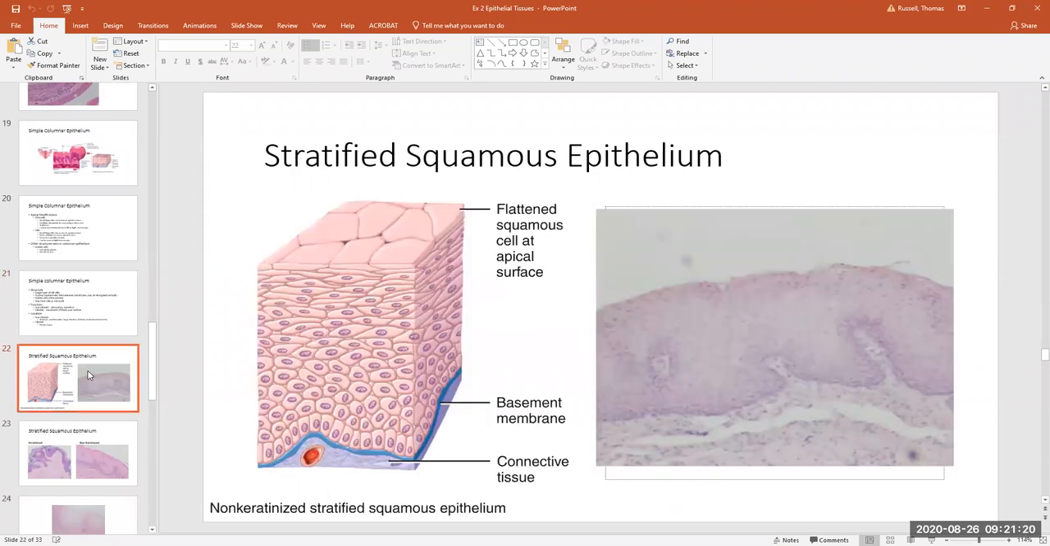All right, let's talk about stratified squamous and how we name it. Stratified squamous epithelium is named as stratified because there's multiple rows of cells.